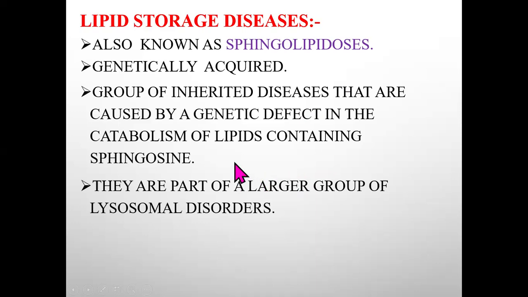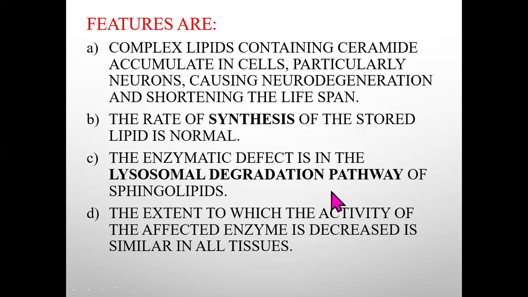So when we say sphingolipidosis, they are a group of inherited diseases that are caused by genetic defect in the catabolism of lipid containing sphingosine. They are part of a larger group of lysosomal disorders. Now, features include complex lipid containing ceramide accumulates in cells, particularly neurons, causing neurodegeneration and shortening the lifespan.